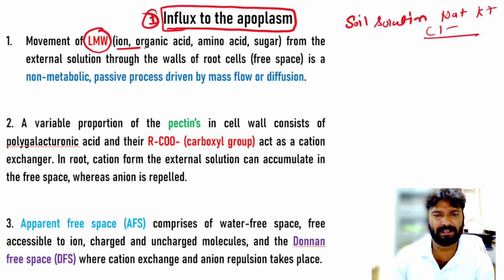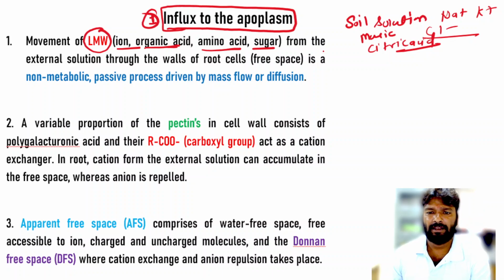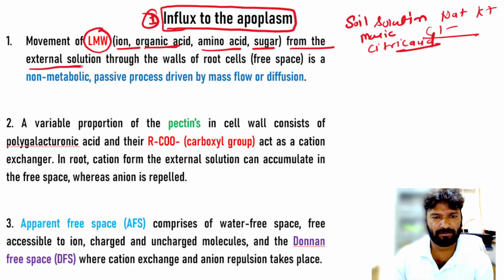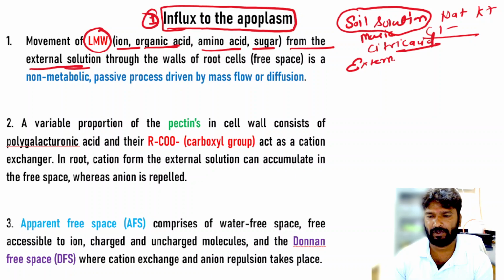Also some organic acids like malic acid and citric acid are present in the soil solution. Some amino acids and sugars are moved from the external solution. It could be your soil solution or some other external solution, through the walls of the root cells.